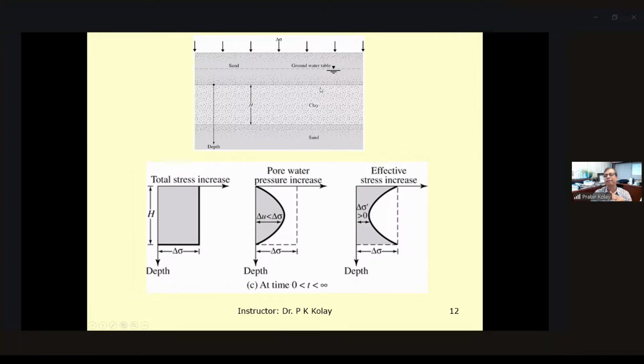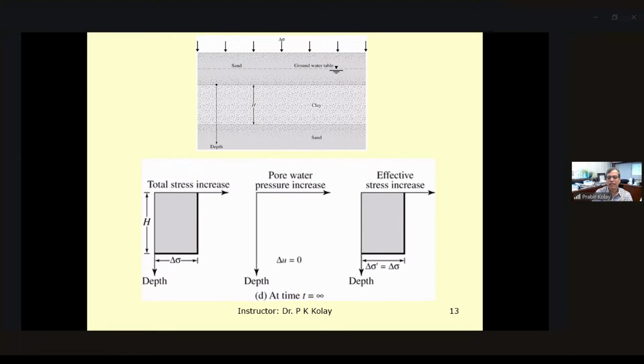It looks like this. Okay. So at the center is different, and at the side is different, right? The effective stress. So in most cases, sometimes we assume uniform. Sometimes we assume that when the load is coming, it is not triangular, but more on the top and then lower at the bottom part. Okay. This is at time equal to infinite.